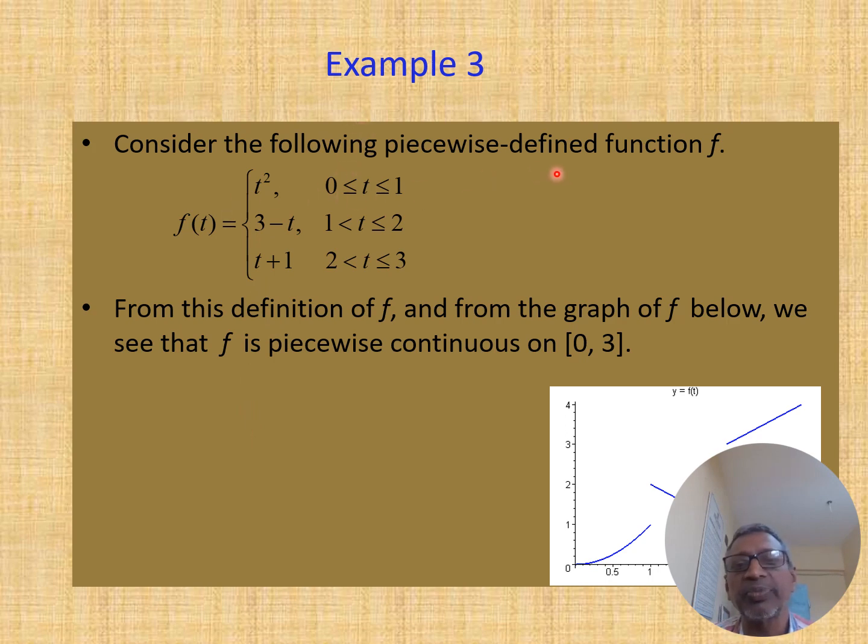So consider the following piecewise defined function. You have f of t is equal to t square for 0 less than t less than 1, f of t is equal to 3 minus t for 1 less than or equal to t less than or equal to 2, and t plus 1 for 2 less than t less than or equal to 3.